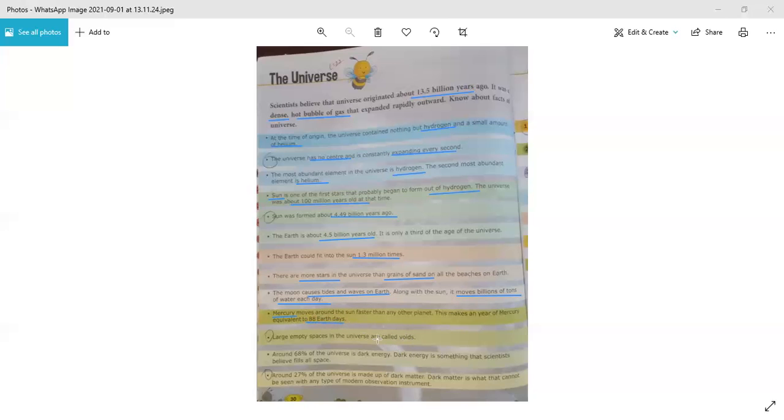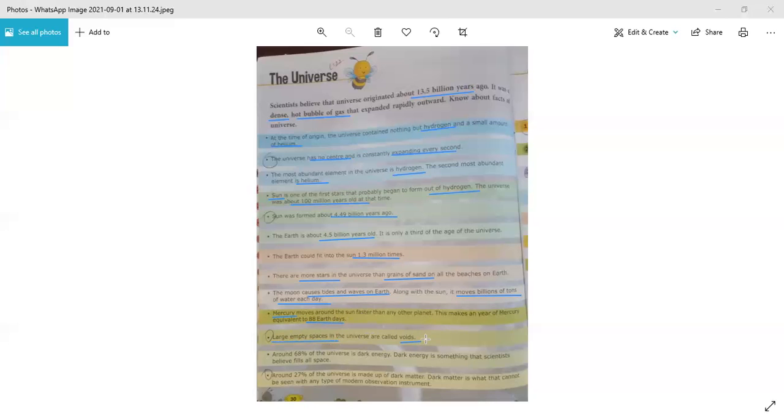And what is a void? What is a large empty space called? The question can be asked in two forms. What are voids? Voids are large empty spaces in the universe. And another question is, what are large empty spaces in the universe called?